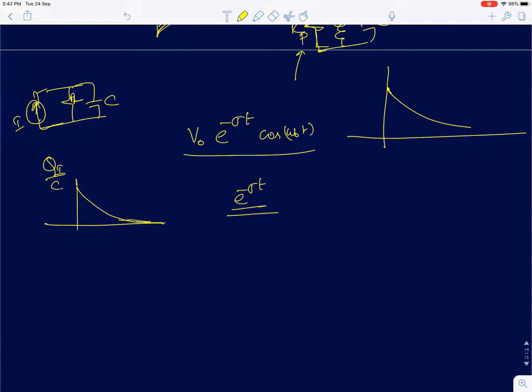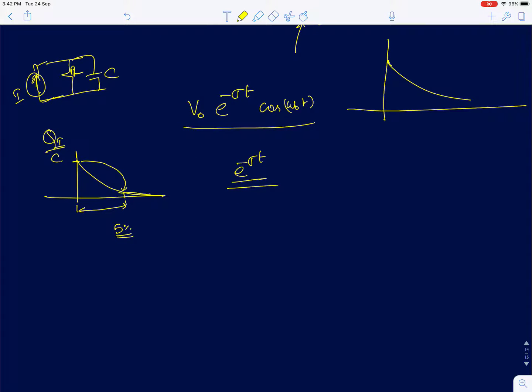Now to find the time constant, what I would do is start with the initial value and then see the time it takes for it to reach 5% of its initial value. So what is the time it takes? For example, we know within 3 time constants this value is going to be around 95%, so it's very close to 4 to 5%. It's going to come to 4 to 5% of its initial value within 3 time constants.